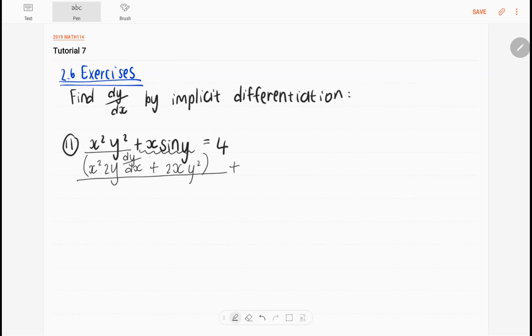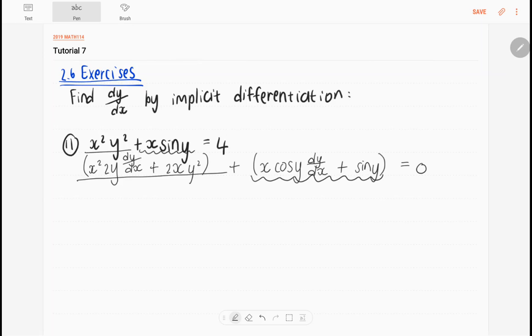We are now looking at our second term, which is once again a product of x and sin y. So we are going to take the first multiplied by the derivative of the second, so that's cos y. We are not done. It's still dy/dx. We have to write there. And then we have plus the derivative of the first, which is just 1, multiplied by the second, so it's sin y.